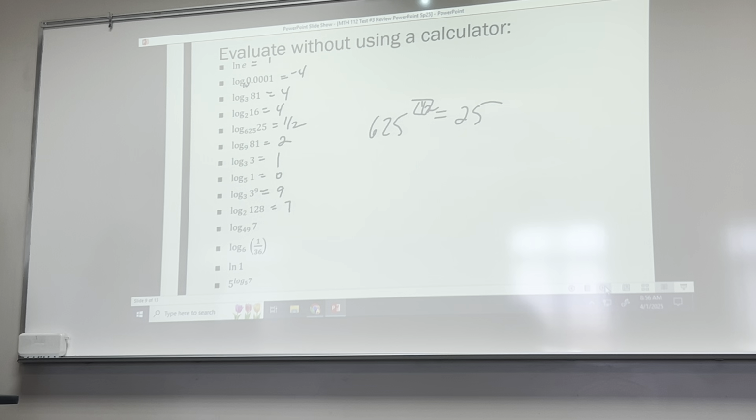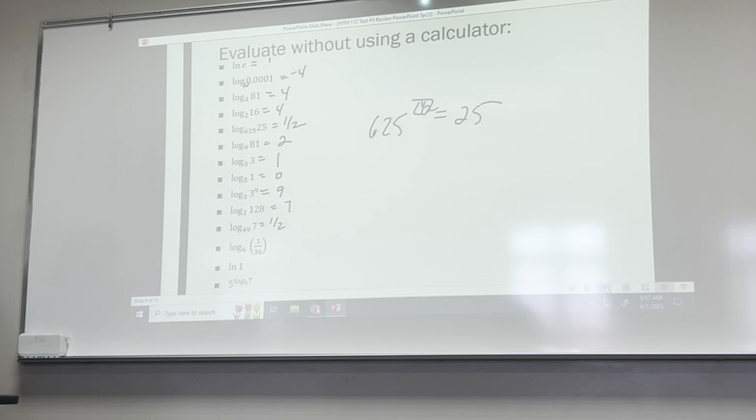Log base 49 of 7. So your base is 49. Your argument is an integer that's smaller. It's got to be a fraction power, doesn't it? What's the answer? Think about how you make a 49 become 7. You take the square root of it, right? Is the square root the same as the 1/2 power?